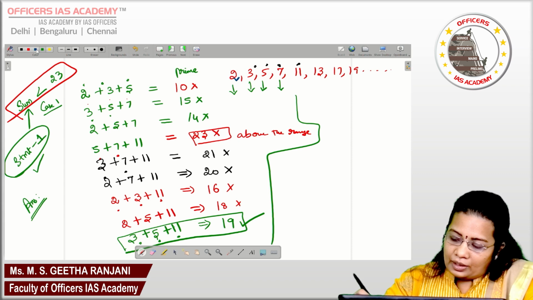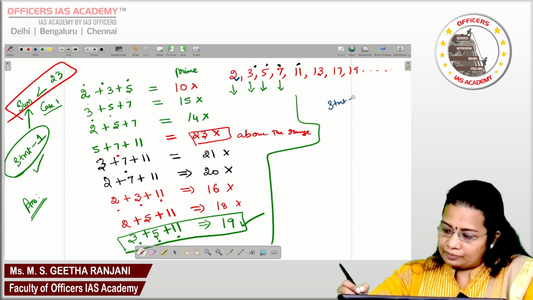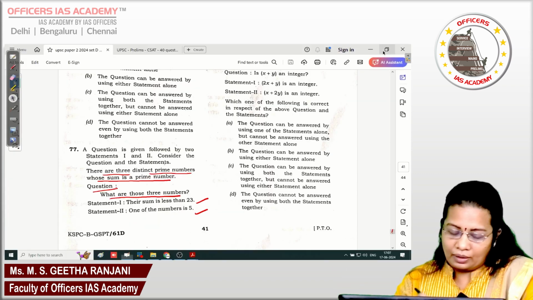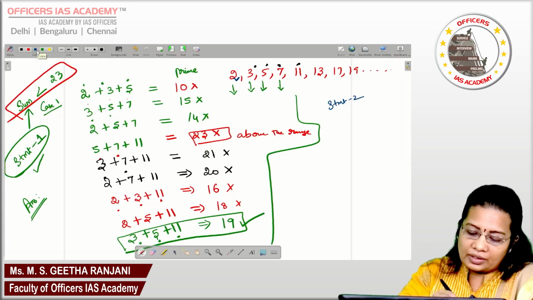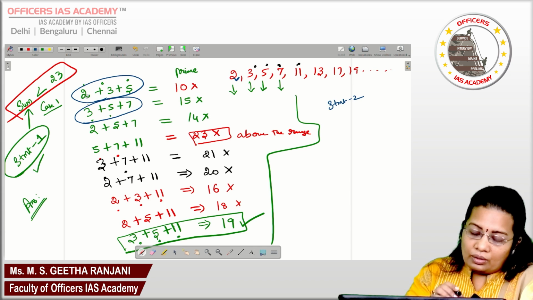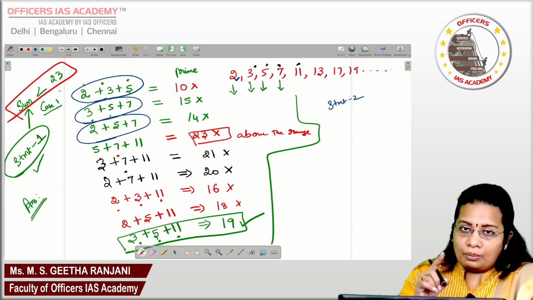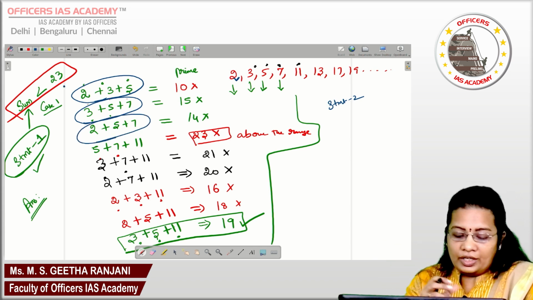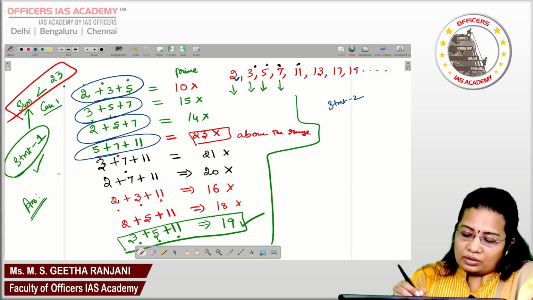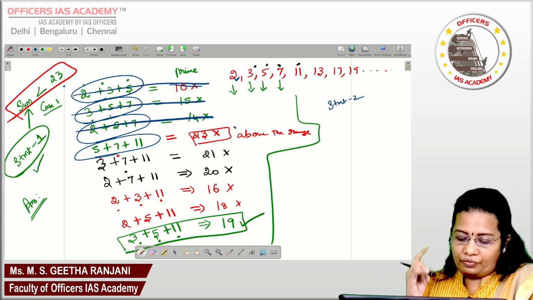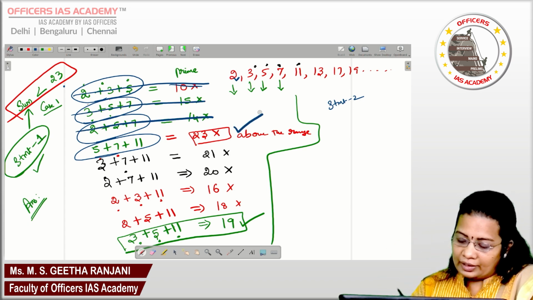What does statement number 2 talk about? It tells one of the numbers is 5. So if one of the numbers is 5, how many possibilities are there? Apart from condition number 1, you want to check statement number 2 individually. Among these, one is not prime, so this is invalid. This is one of the valid options we have, and this is another valid option we have.